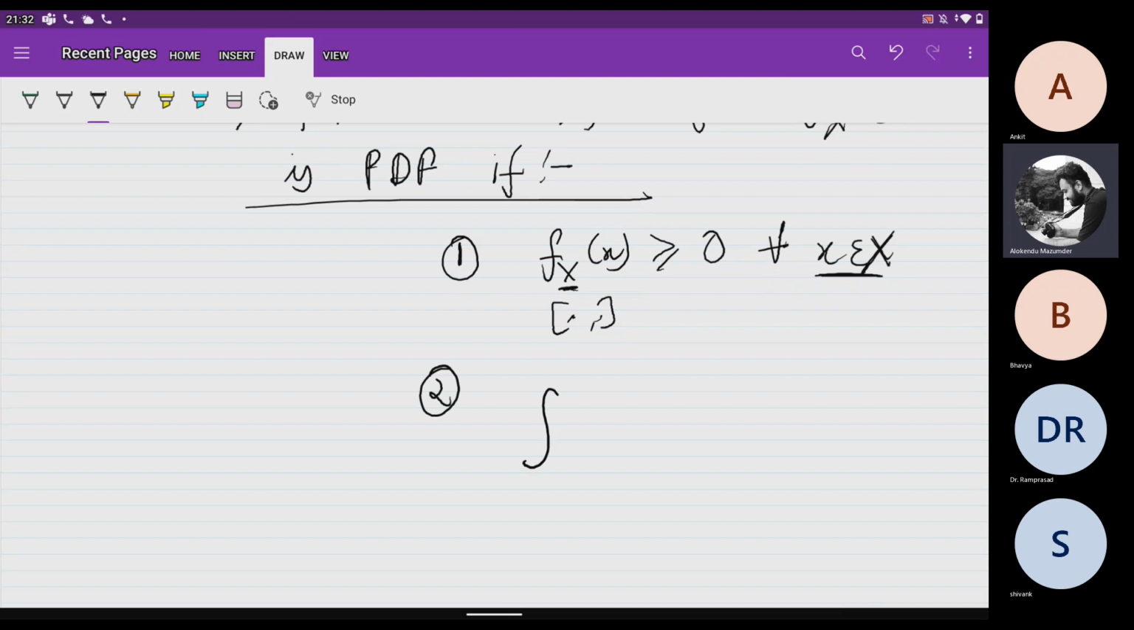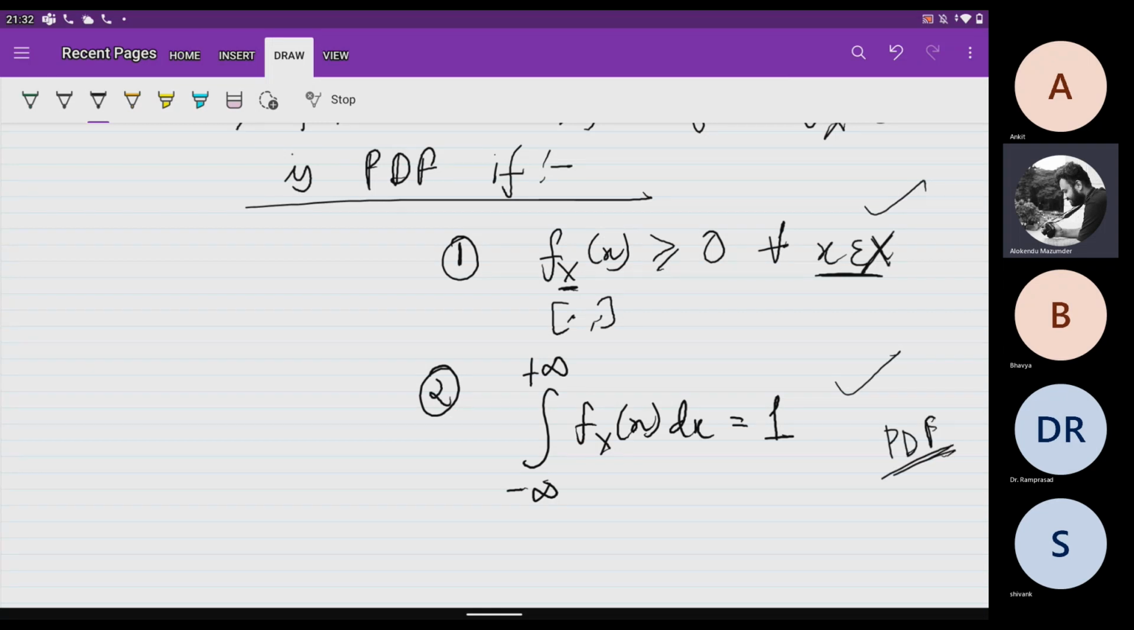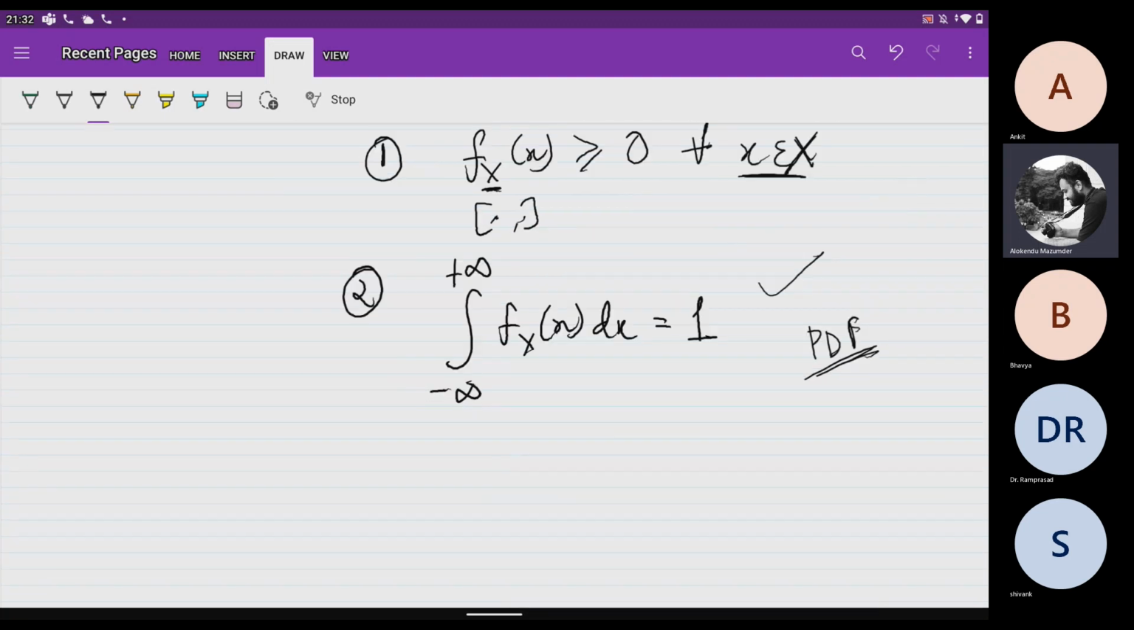And secondly, if you integrate it throughout the interval, it should give you a value of 1. Any function that satisfies these two properties is known as a probability density function, PDF, of a random variable X. Actually, PDF alone doesn't make any sense. You have to say PDF of x, with respect to a random variable.